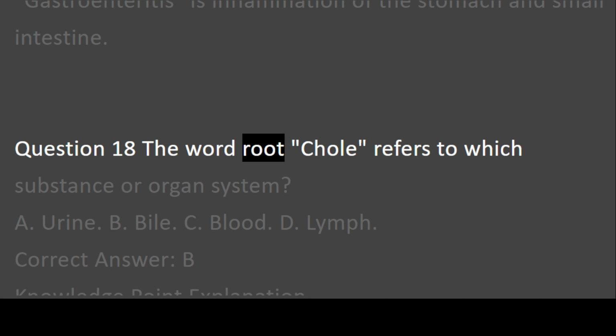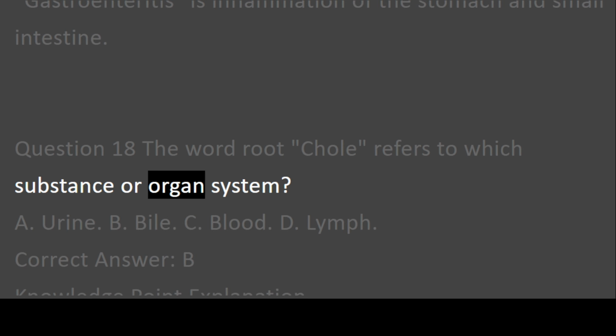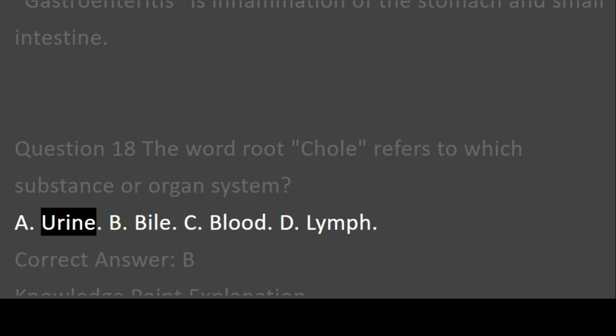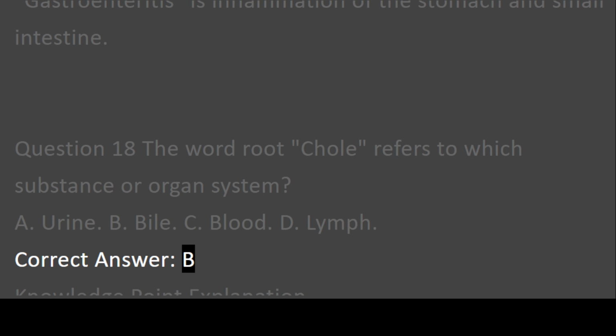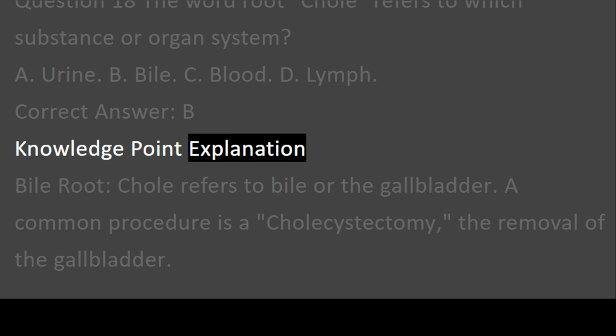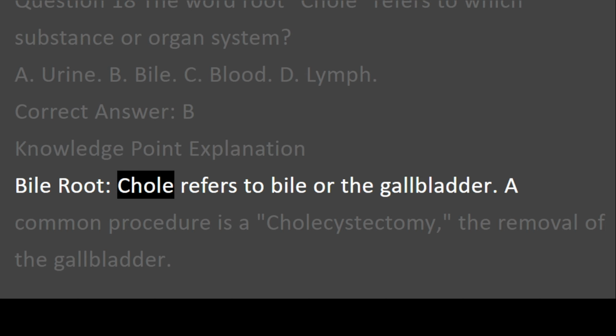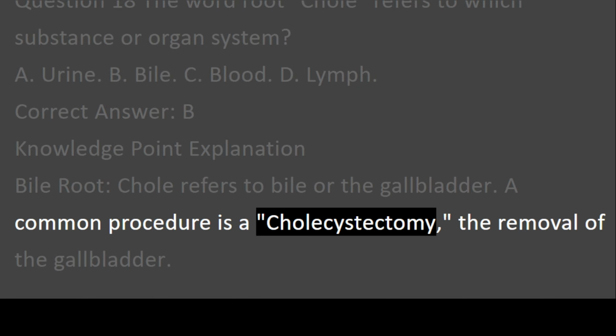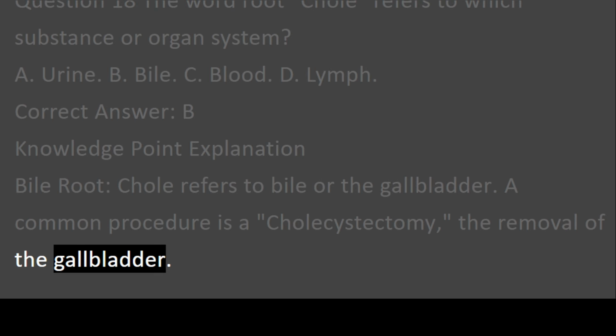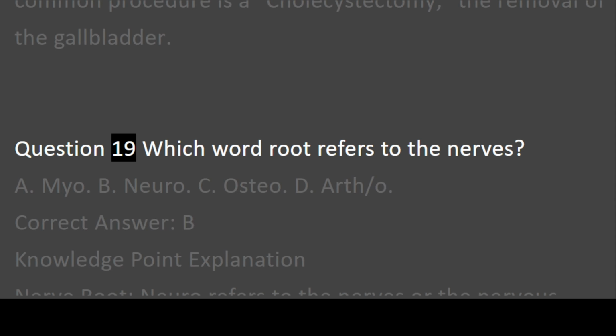Question 18. The word root chol refers to which substance or organ system? A. Urine. B. Bile. C. Blood. D. A lymph. Correct answer, B. Knowledge point explanation. Bile root, chol refers to bile or the gallbladder. A common procedure is a cholecystectomy, the removal of the gallbladder.